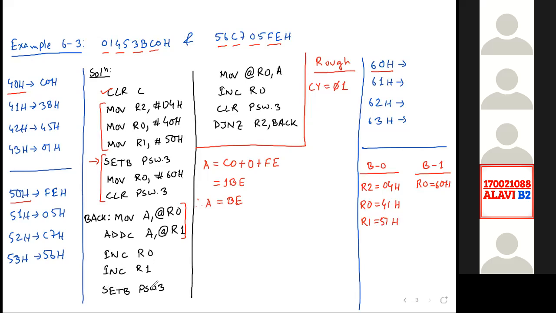Then we are writing set bit PSW.3. Once again, what is the function of this line? Go to bank 1. Yeah, we are moving to bank 1. So after moving to bank 1, we see this line, move at the rate R0, A. So please explain me what will happen over here.